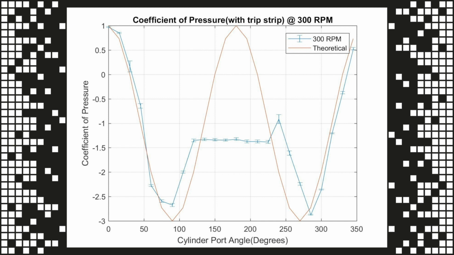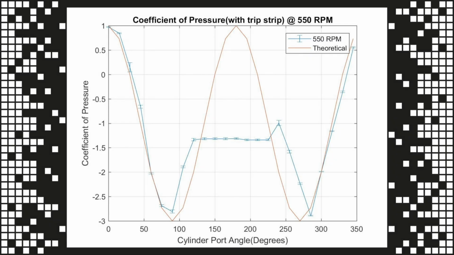When we look at the flow visualization performed at the high speed and high Reynolds number, we can see that the flow appears to be very streamlined, and the boundary layer appears to stay attached for much longer than it did without the trip strip. As a result, the vortices are very difficult to see, although they are still there. The coefficient of pressure graph here again confirms this relationship, as you can see it follows the theoretical curve for much longer than it did without the trip strip.